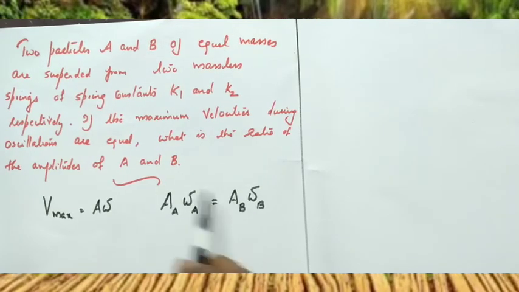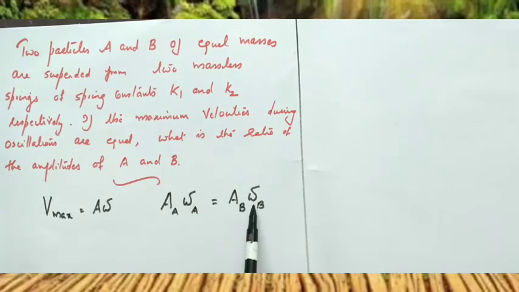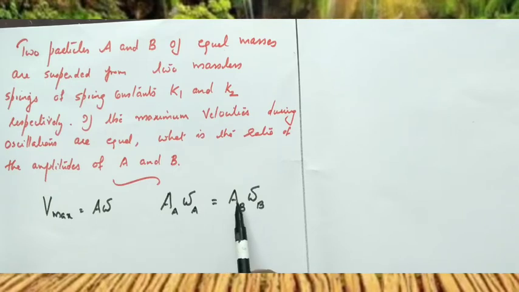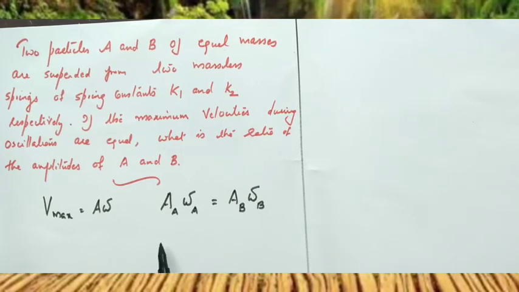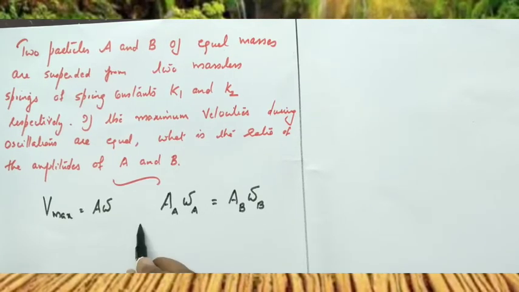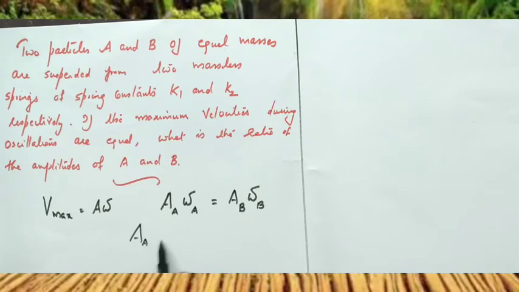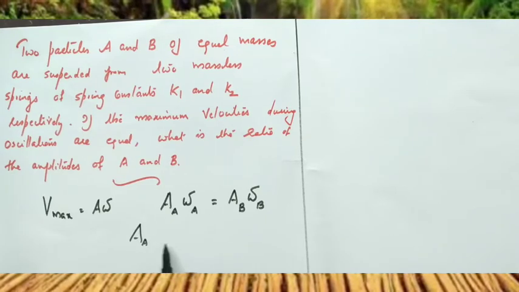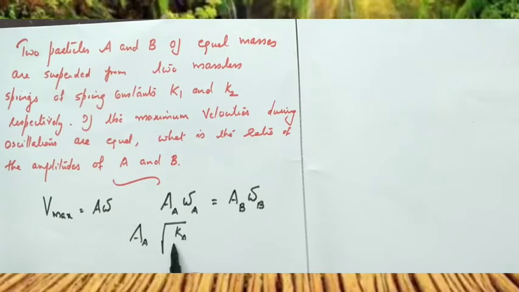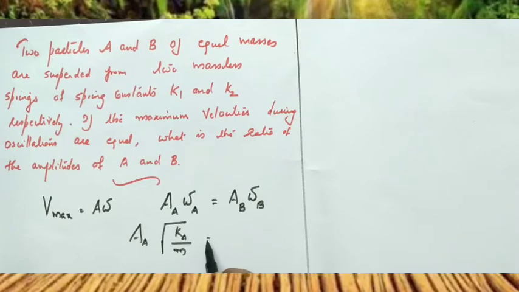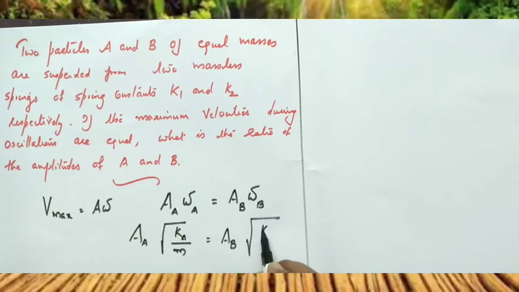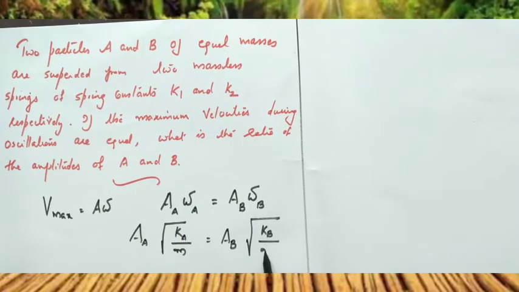The maximum velocities of the springs A and B are equal. So amplitude of A into angular frequency of A is equal to amplitude of B into angular frequency of B. Clear? Now, what is the formula for angular frequency? We know omega equals root of K by m. So omega of A is root of spring constant Ka divided by mass m, and angular frequency of B is root of spring constant Kb divided by mass m.